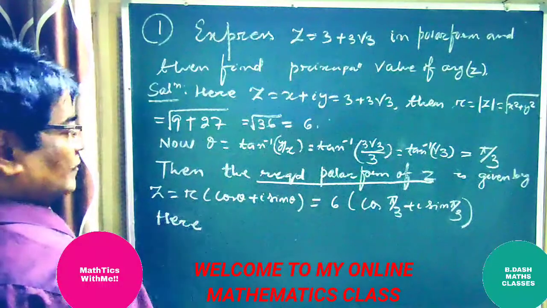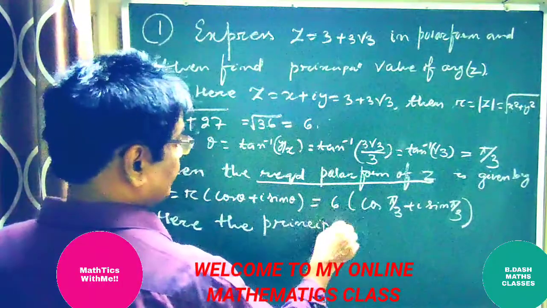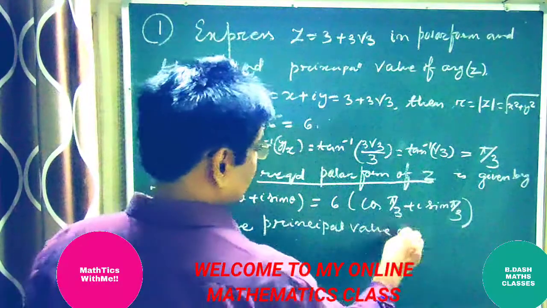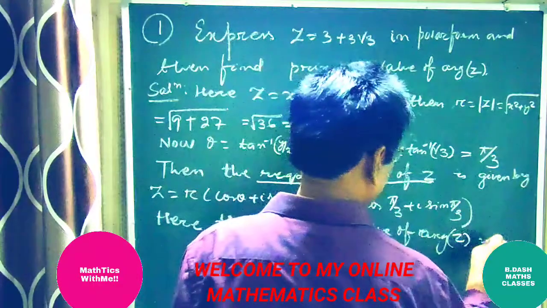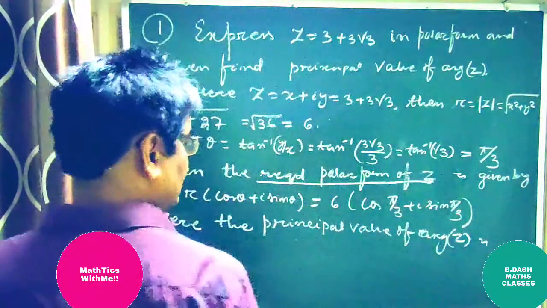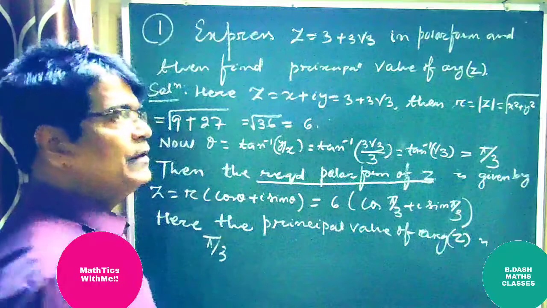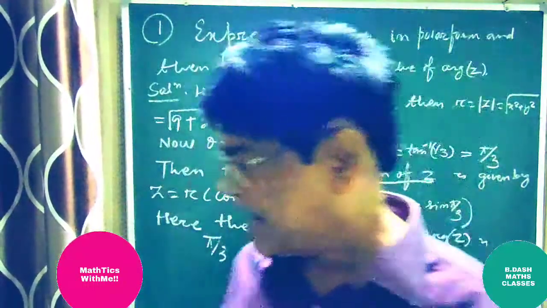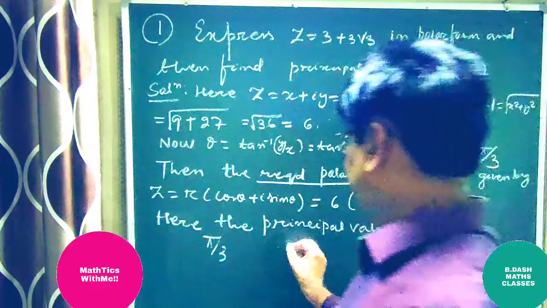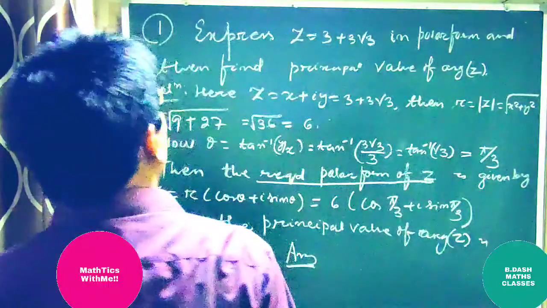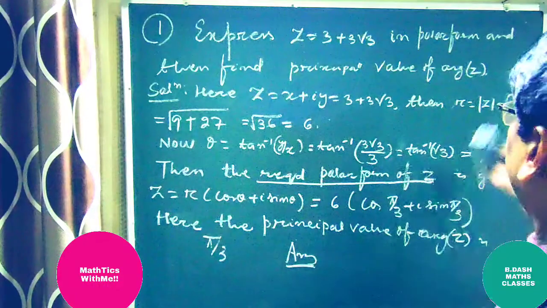Here the principal value of argument of z is pi by 3 because it lies between minus pi and pi. The principal value of argument of z is pi by 3. So the problem is now solved. Now let us proceed to solve the next problem.